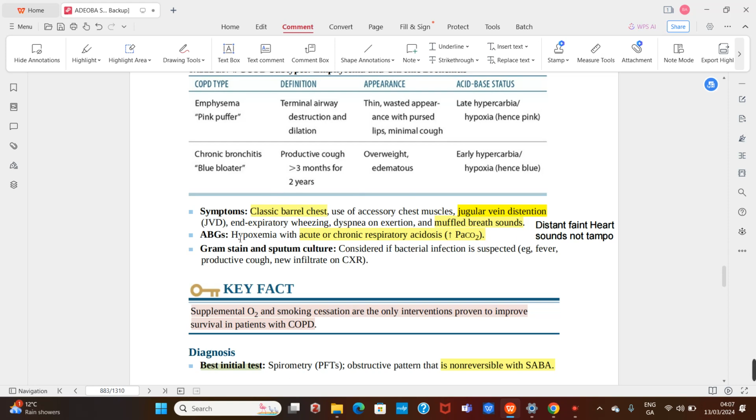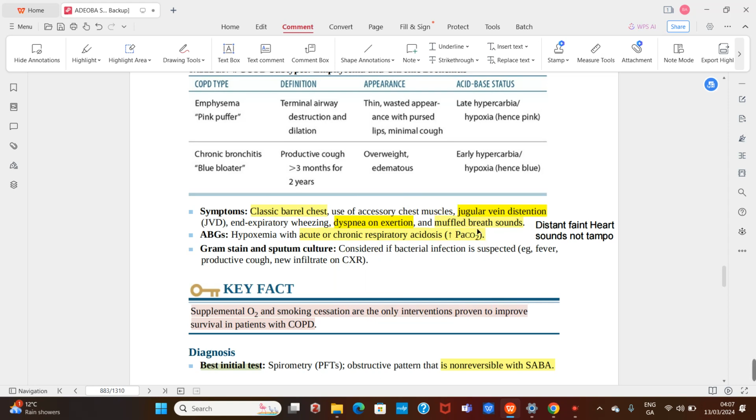So end expiratory wheezing. You notice that when they want to take out air during expiration, that is when the problem occurs. They don't have inspiratory wheezing. They have expiratory wheezing. When they are supposed to bring out air, because of that obstruction, they start having noisy breathing and dyspnea on exertion. Very, very common symptomatology. Dyspnea on exertion.